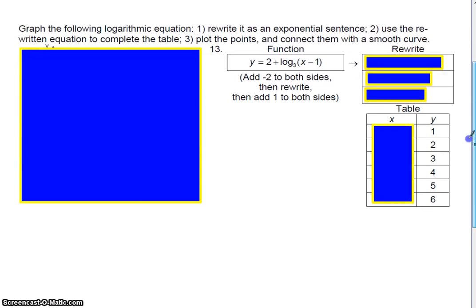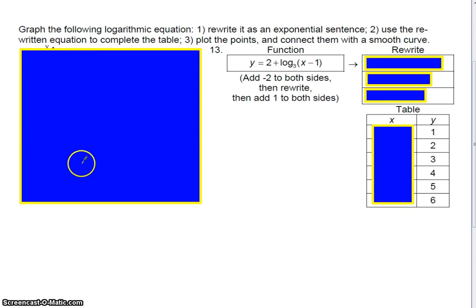All right, you don't have to write this down, but I do want to work through it. Graph the following logarithmic equation. First of all, rewrite it as exponential. Then complete the table, plot the points, and connect them. So we're going to start by rewriting it. You do not have to write it down, but I do want you to take the time and watch it because you need to know this.